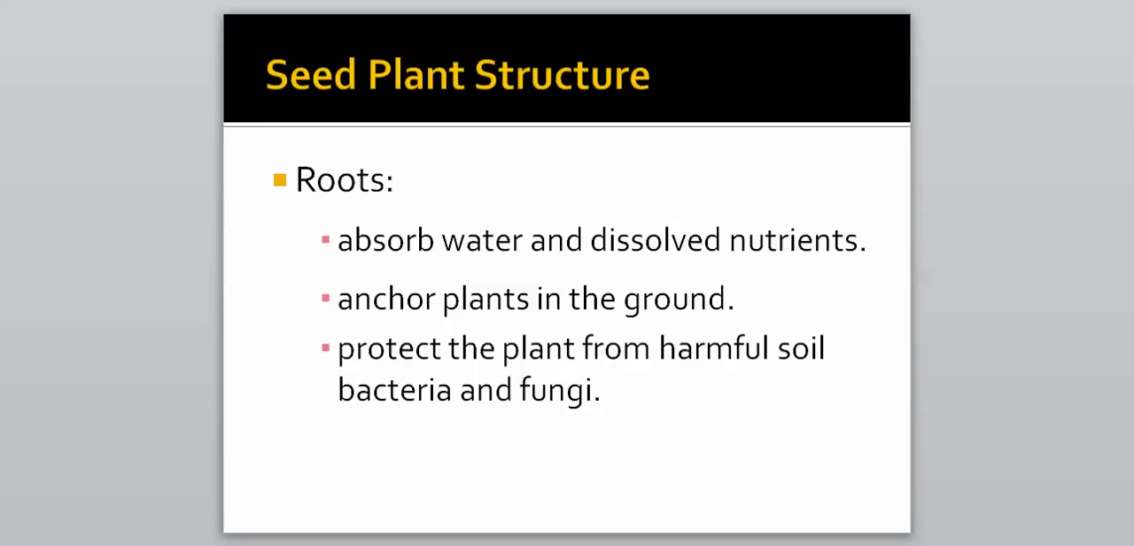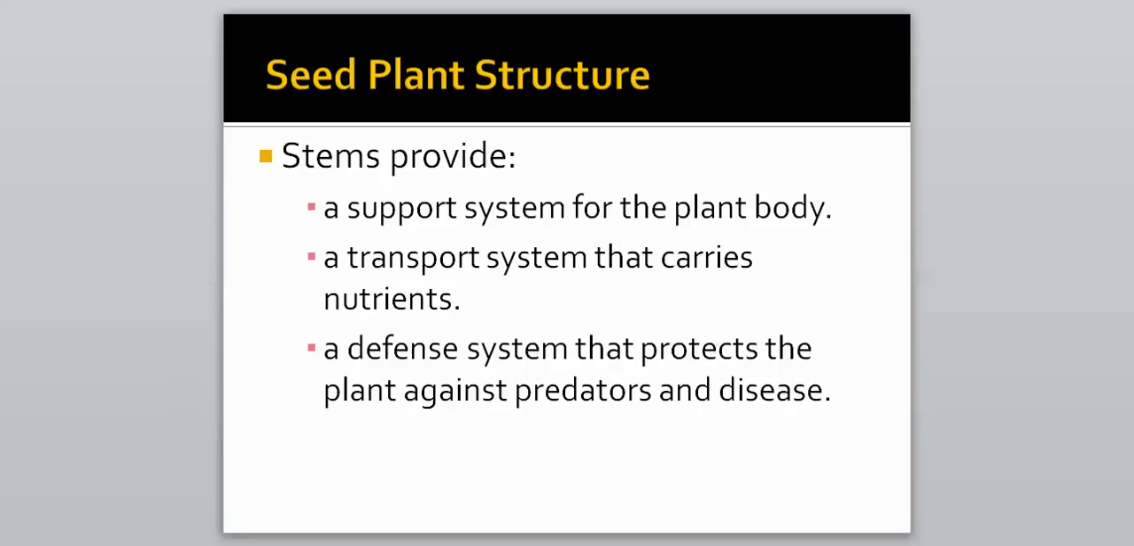So those are three functions of the root: to absorb water and dissolve nutrients, anchor plants to the ground, and to protect the plant from harmful soil, bacteria, and fungi. And stems is our next one, and the function of the stems is to provide a support system for the plant body, a transport system that carries nutrients, and a defense system that protects the plants against predators and disease.